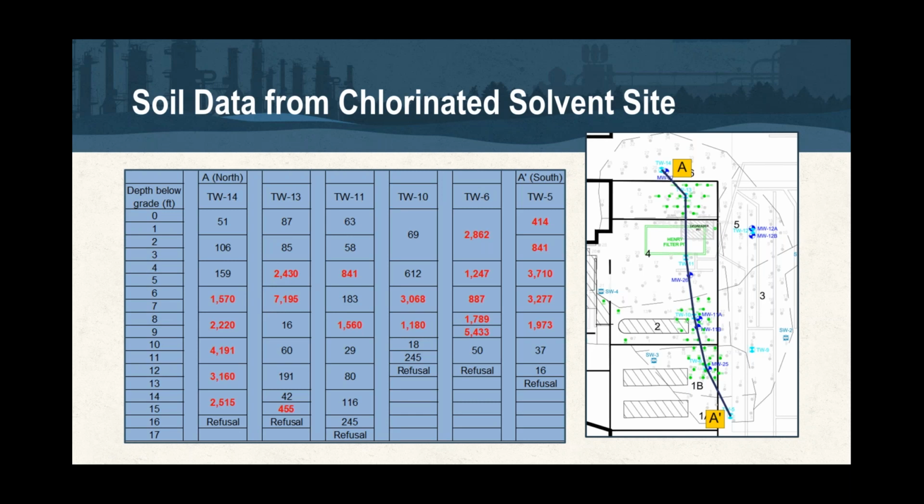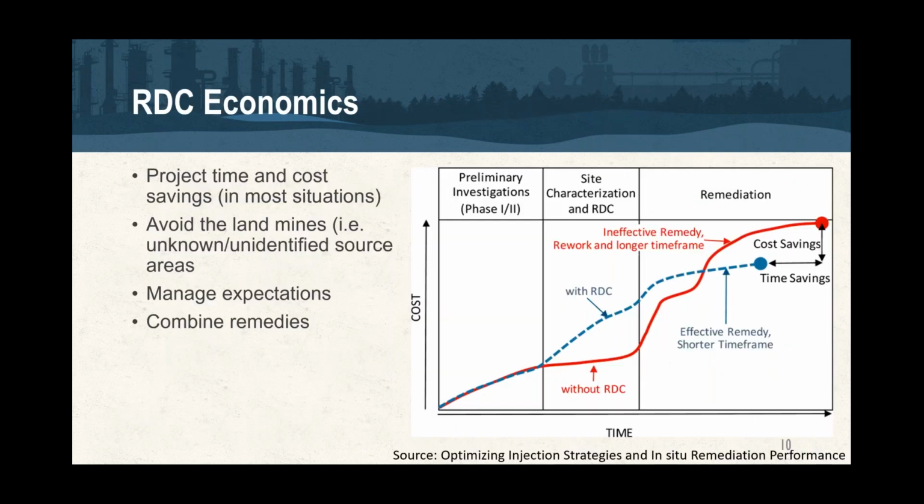All right, so let's spend a few minutes on economics. Most of the time, and I'll show you a couple of examples here in a minute, it's going to result in project time and cost savings. Not always, because on some sites, especially sites that tend to have less characterization data, you're going to hit a landmine. You're going to have some undiscovered mass that wasn't accounted for in the original design, and I'll show you an example of that shortly.